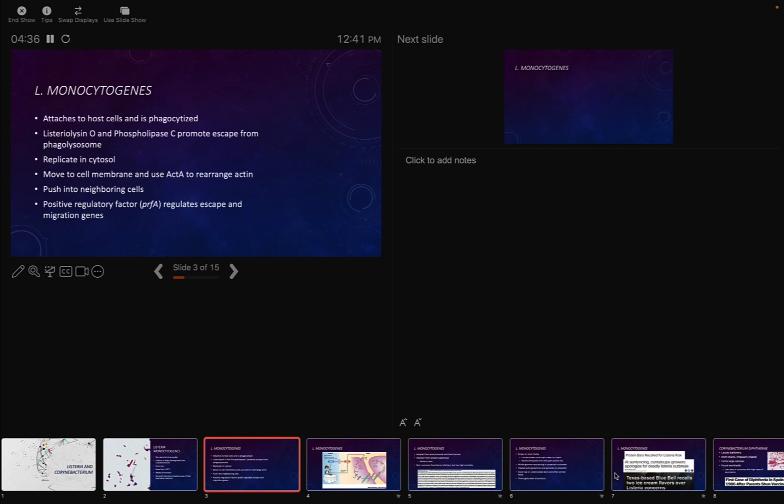The other way that it evades the immune system is it doesn't exit the host cell to go infect new cells. It doesn't come out, it doesn't cause the host cell to burst. It literally rearranges the actin of the host cytoskeleton and pushes its way into the neighboring cell. So it's like if you live in an apartment complex and you want to go into your neighbor's apartment, you normally would walk out your front door, knock on their door, and they would let you in.